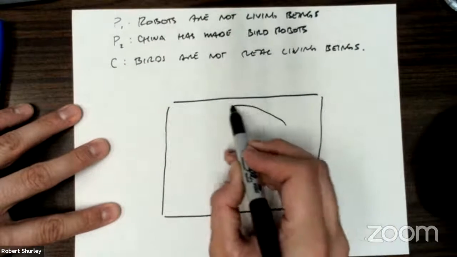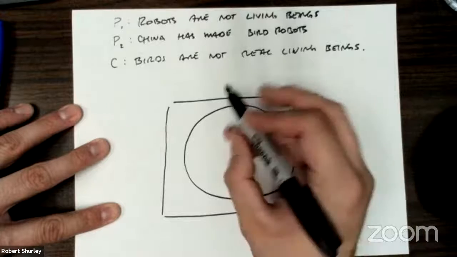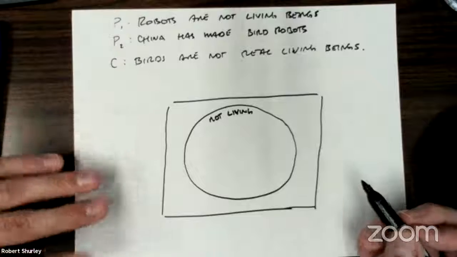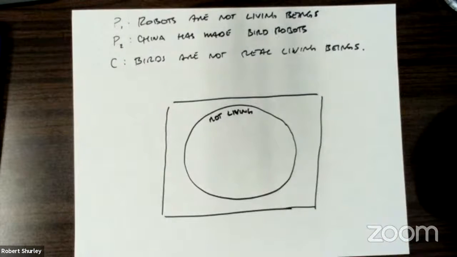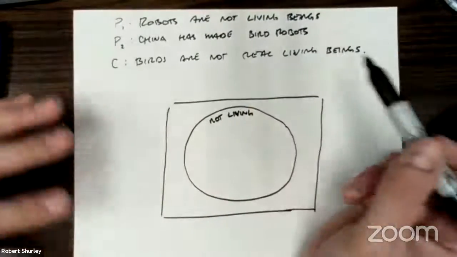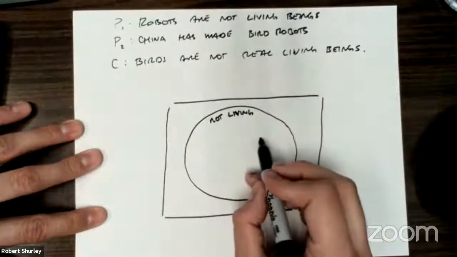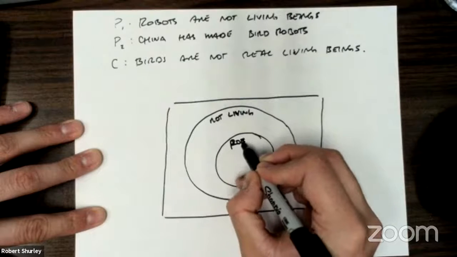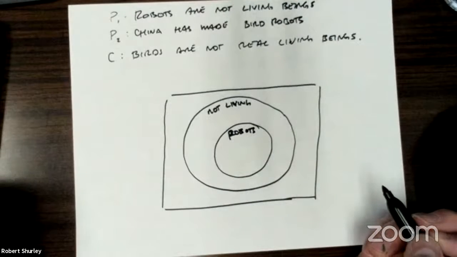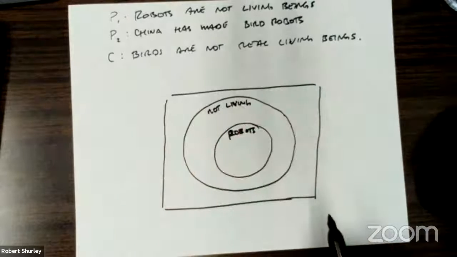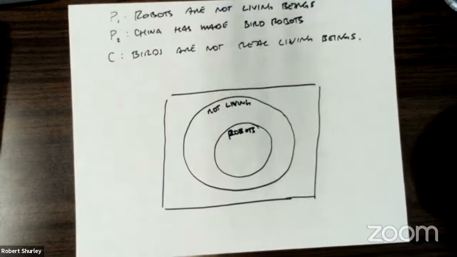So let's look at the big bubble, which would be not living, right? Not a living being. When I say living, I mean animals, things of that nature. And I should say robots are not animals. That would make this make more sense. So not living, and we know that robots are one of these things. You guys agree? Robots are one of these things. Now, China has made bird robots. Okay. This isn't a good example.